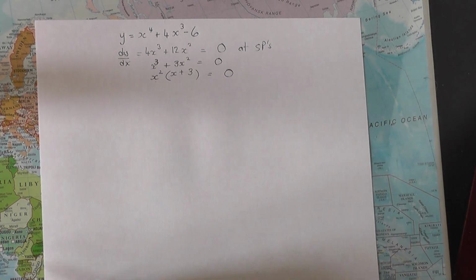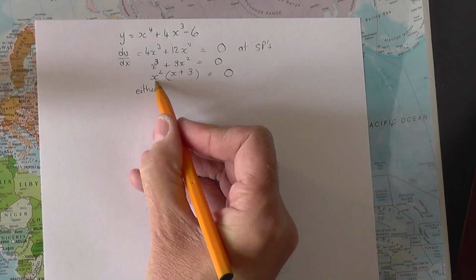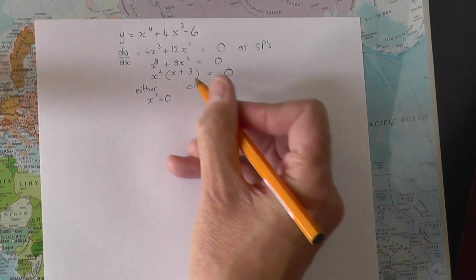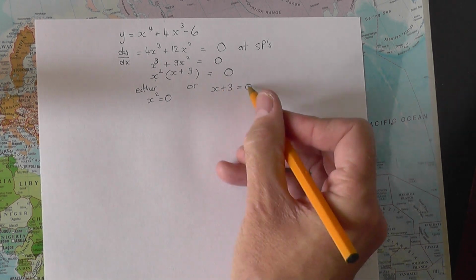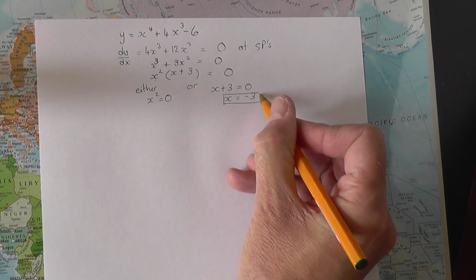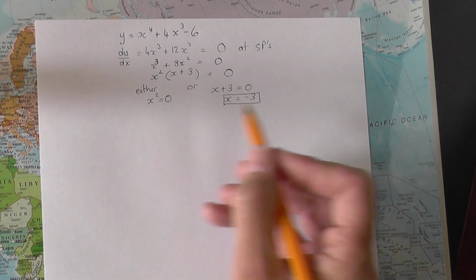So there's the factorisation. Now we say either the first thing equals 0, or possibly the thing in the bracket, x plus 3 equals 0. Now this one here will give you your first answer. X equals minus 3 is a point which is a stationary point. This one here will give our second answer.